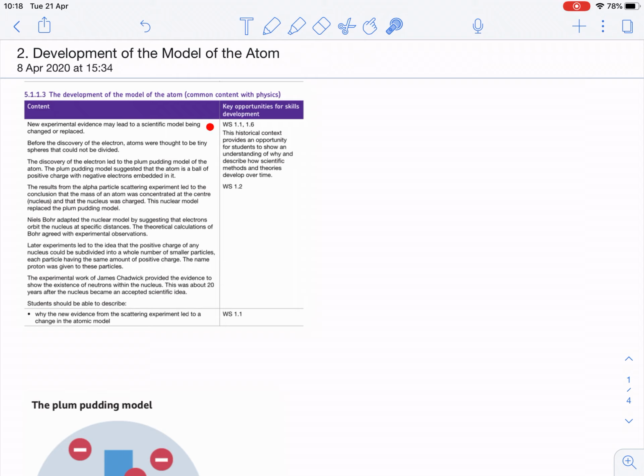So first of all, the key thing when we're looking at the development of the model of the atom is that it developed over time due to gaining greater amounts of evidence, and evidence of different aspects of the atom and how it needed to change. Before the discovery of the electron, atoms were thought to be tiny spheres that could not be divided. So an atom was as small as it got, and it didn't get any smaller.